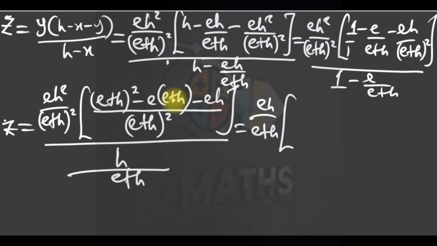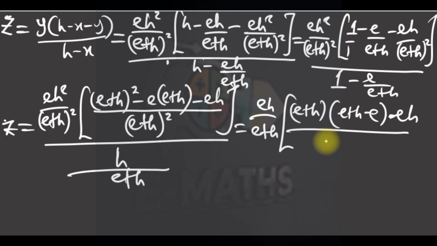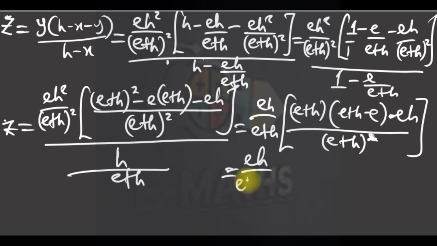Looking at this, e plus h is common in both, so I can factor out e plus h. And we are left with 1 times (e plus h minus e) over (e plus h) all squared, which is equal to eh over e plus h. Looking at this, we are left with h.